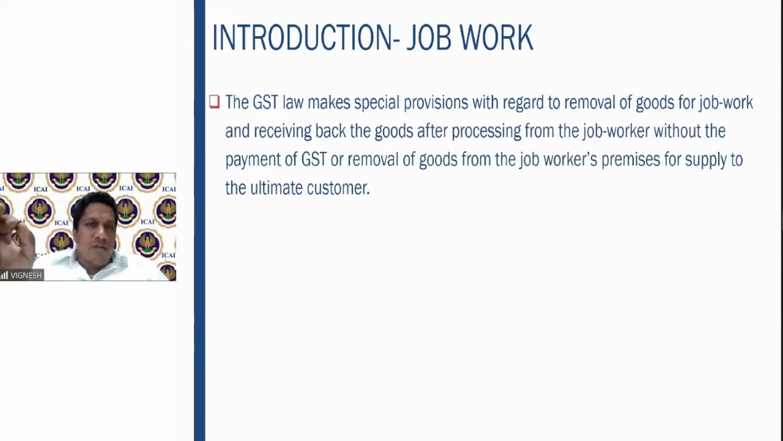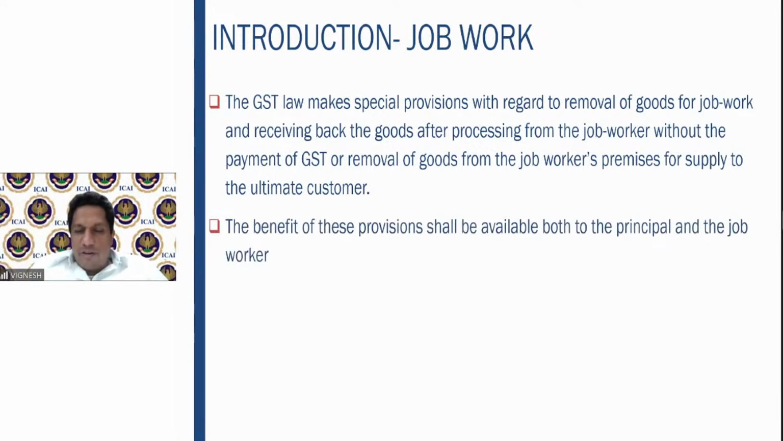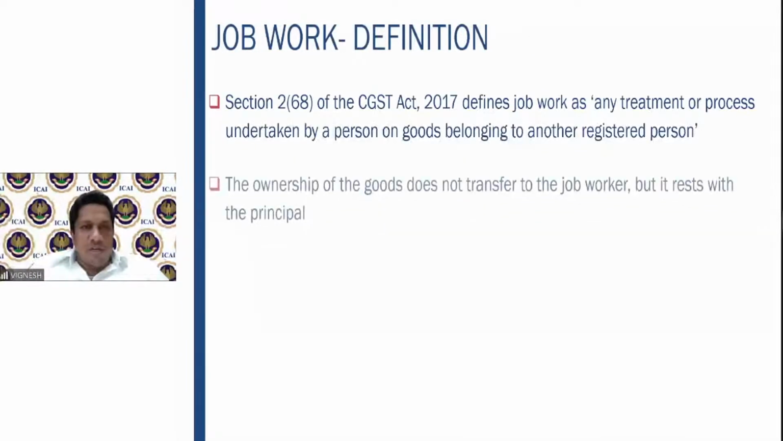And once the job worker completes the respective processing of that, he sends back the goods to me. This is point number 1. The second one, when I send it to the job worker, instead of him sending it back to me, I instruct him to send it directly to my final customer. This is the second situation. So the benefit of these provisions is given both to the job worker and the principal.